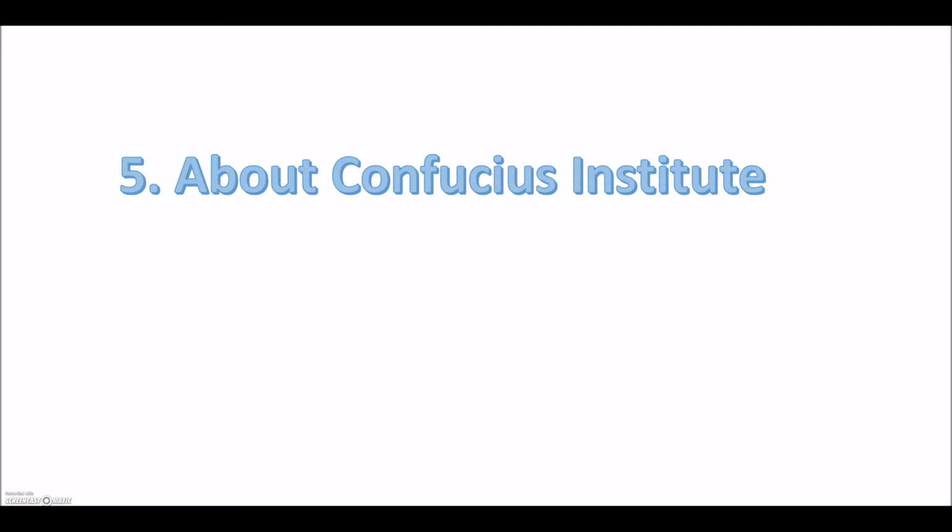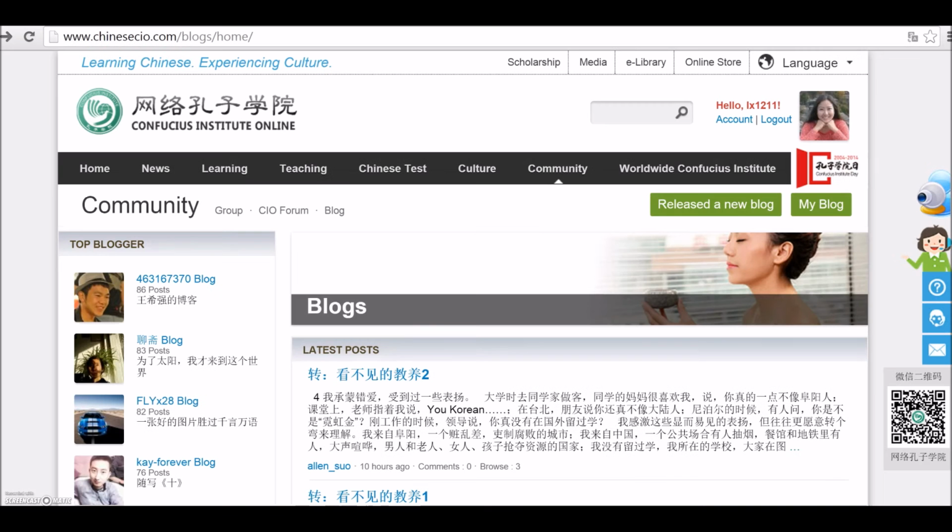Number 5, about Confucius Institute. Alright, let's go back to the page. Confucius Institute headquarters is in Beijing. It belongs to the Chinese Education Department. So you have this website. It is offered by Confucius Institute headquarters. Since it is sponsored by the Chinese government, they offer this free platform for teachers and language learners to communicate.